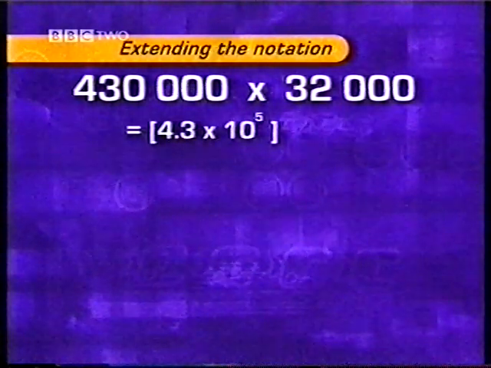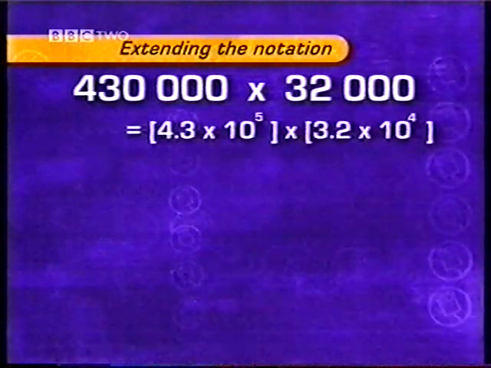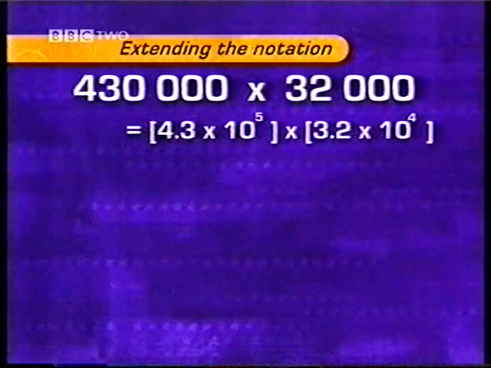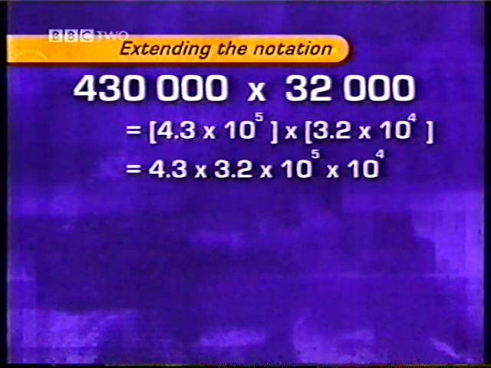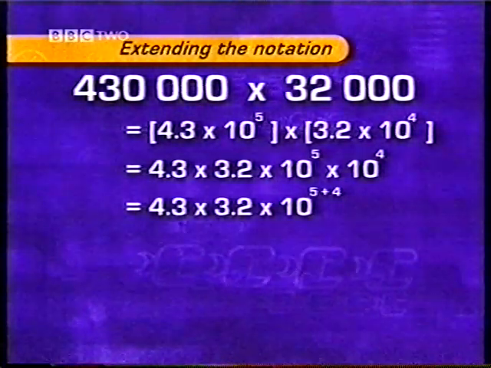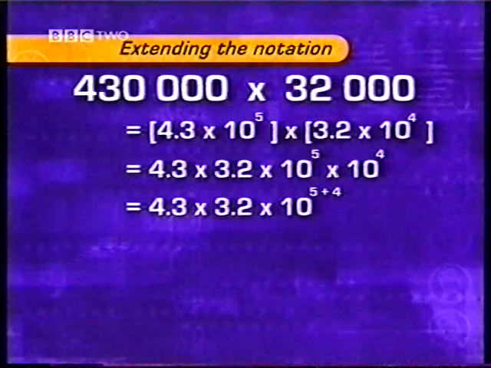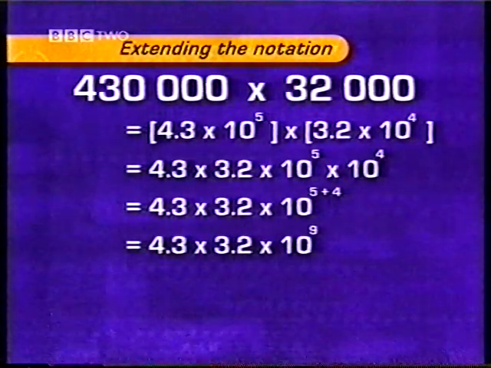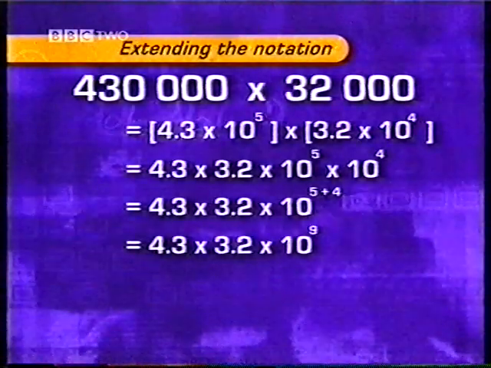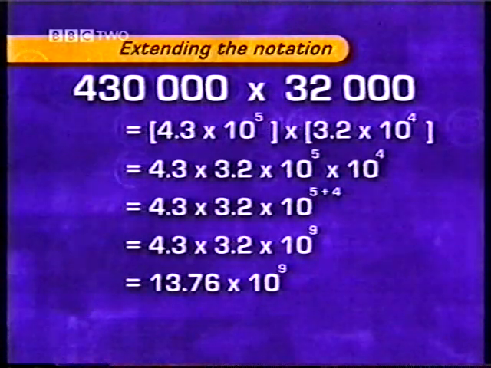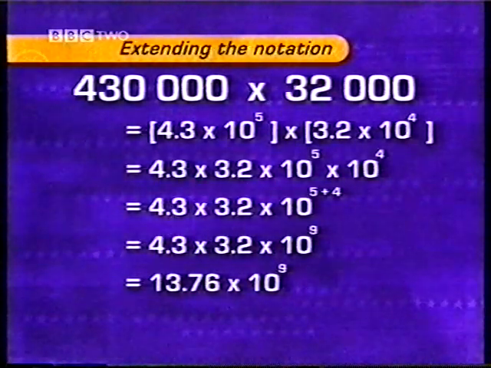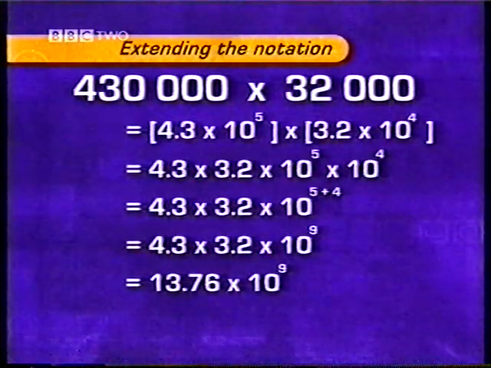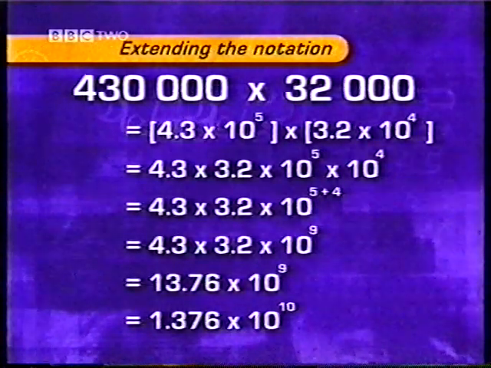That gives 4.3 times 10 to the power 5, multiplied by 3.2 times 10 to the power 4. Multiplying 10 to the power 5 by 10 to the power 4 gives 10 to the power 5 plus 4. That's 9, and the 4.3 and the 3.2 multiply to 13.76. 13.76 times 10 to the power 9 in proper standard form is 1.376 times 10 to the power 10.